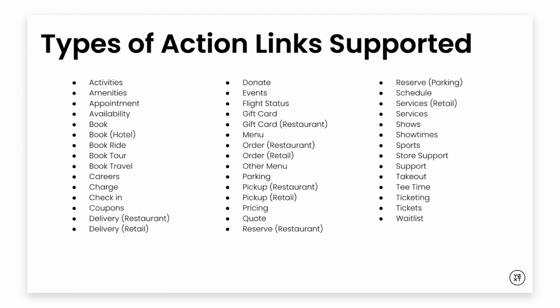So there are lots of different types of action links supported. Some of them are universal and some of them are category specific. Just browsing through this list, you can see some of them don't have parentheses around them, such as activities, appointment, or amenities, while others are more category specific, such as delivery for restaurant or delivery for retail.